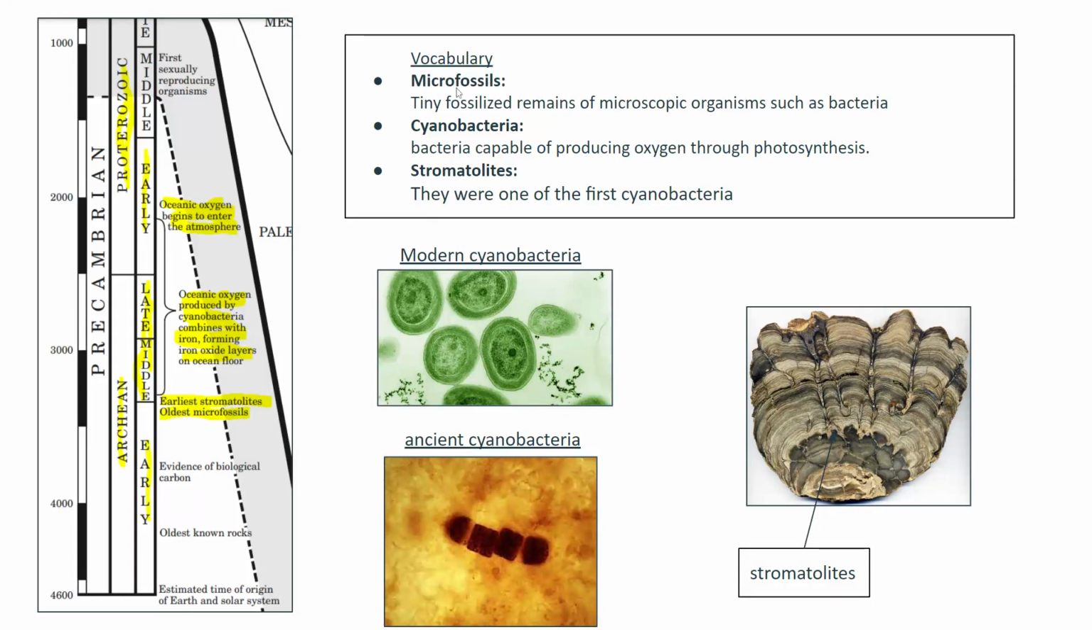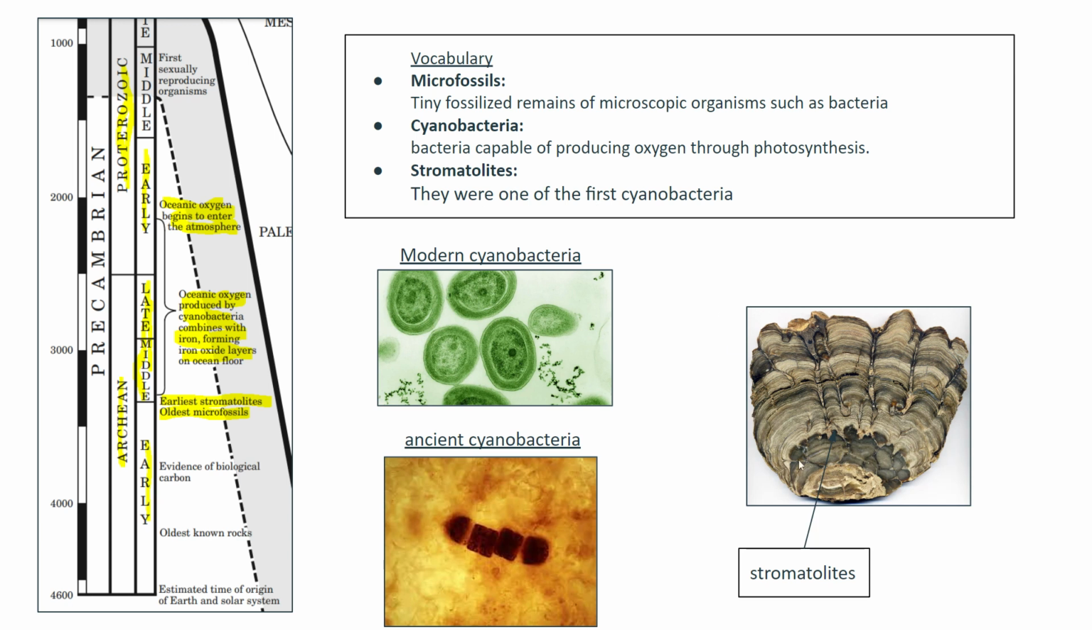So let's go over some vocabulary. Microfossils are tiny, fossilized remains of microscopic organisms such as bacteria. Cyanobacteria are bacteria capable of producing oxygen through photosynthesis. Stromatolites are one of the first cyanobacteria that existed. So around the end of the early Archean, we had our earliest stromatolites and our oldest microfossils. So we have our oldest, tiniest fossilized remains of the tiniest living microscopic organisms, and we also found stromatolites, which were our first cyanobacteria.